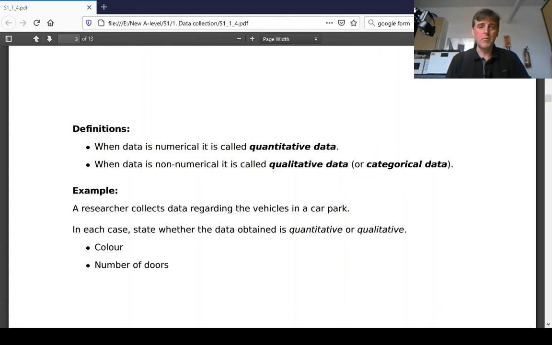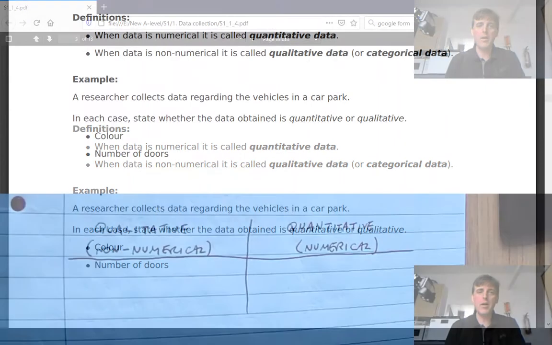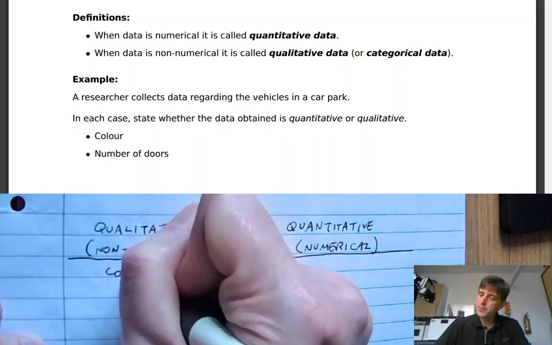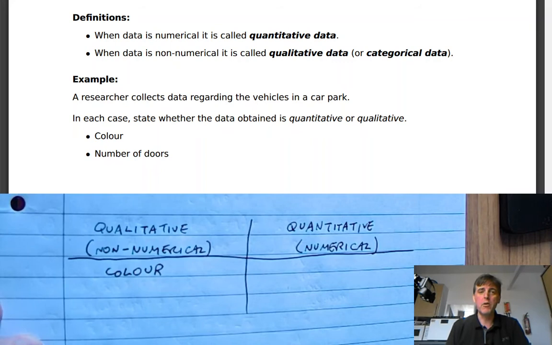So here's a quick example just to clarify what that really means. Let's say we've got a researcher collecting data regarding vehicles in a car park, and they're going to collect lots of information about these vehicles. We're just going to see whether this is quantitative or qualitative data. So the color of the vehicles. Well, color, that's not a number, is it? Colors are things like red, green, blue. So those aren't numbers, they're not numerical. So that must be qualitative data. So the color of the vehicles is qualitative data.